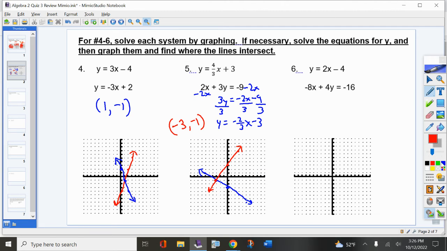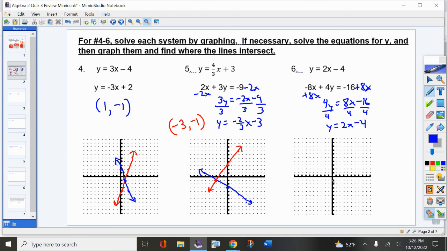Number 6. Notice in the second equation, y is not by itself. I'm going to add 8x. So 4y equals 8x minus 16. Divide by 4. So y equals 2x minus 4. So notice these two are identical.